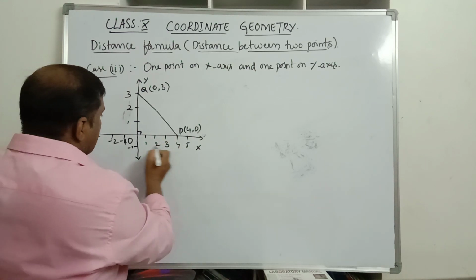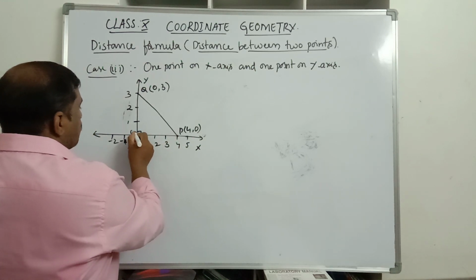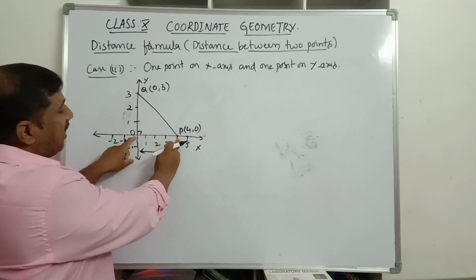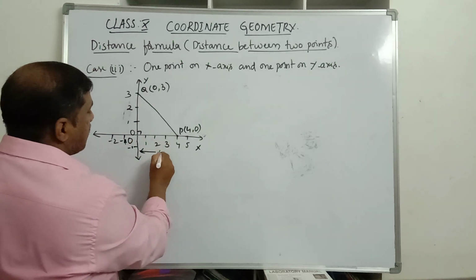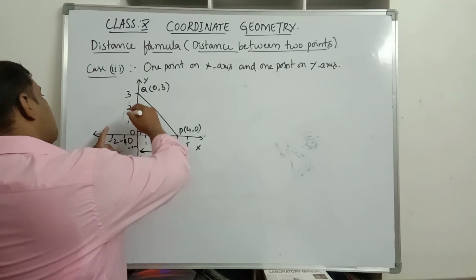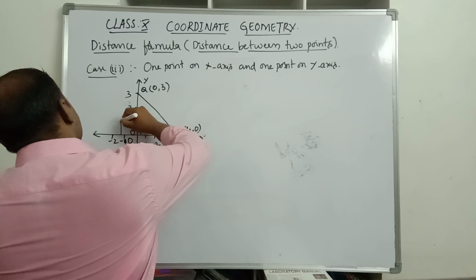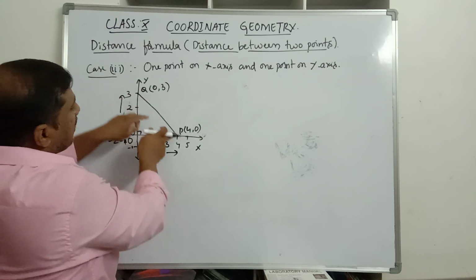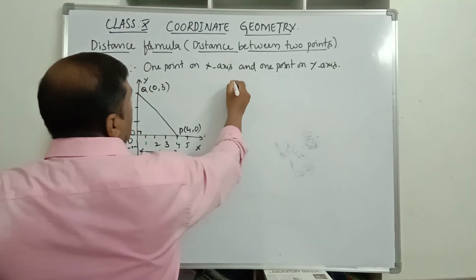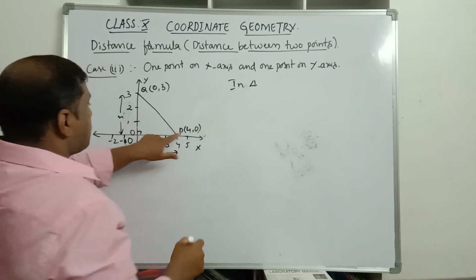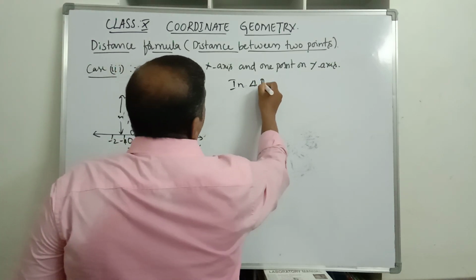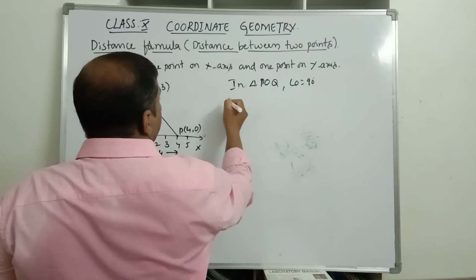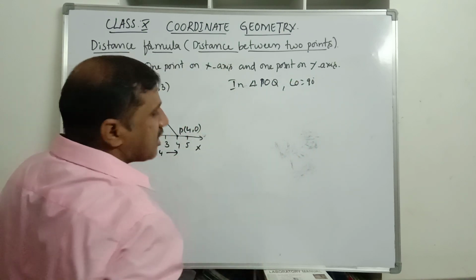Now what is this distance? Let this be point O. From O to P is the perpendicular distance. How many units? 4 units. So OP is equal to 4. Similarly OQ is 3 units. We want to find PQ. Now consider triangle POQ. In triangle POQ, angle O is equal to 90 degrees. So by the Pythagoras theorem, square of the... what is the Pythagoras theorem?